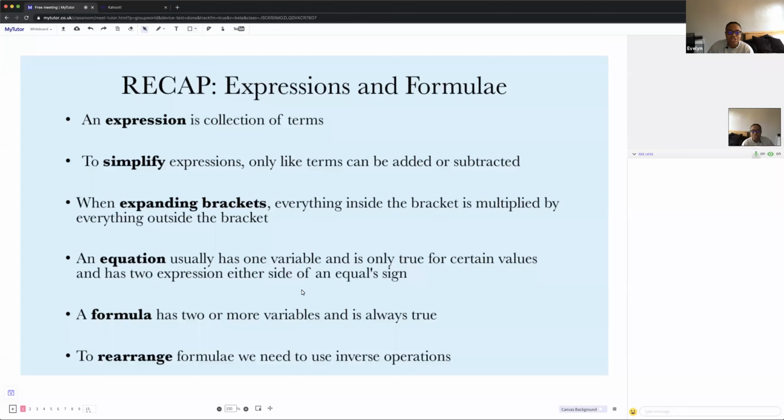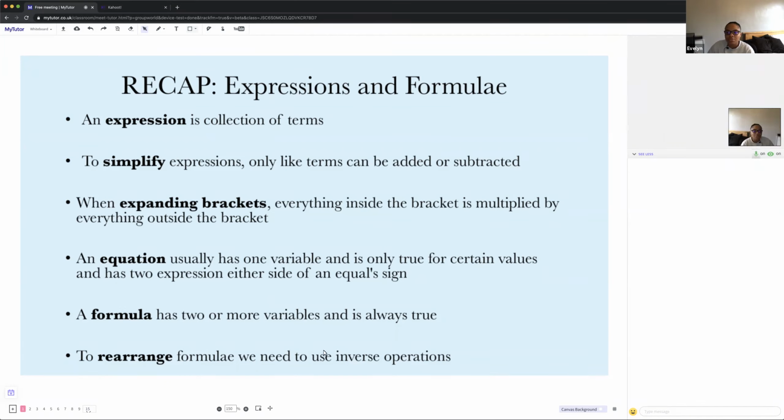An equation usually has one variable and is only true for certain values. A formula usually has two or more variables and it's always true. So an easy way to spot formulae and equations is that a formula usually has loads of letters, whereas equations usually have one. To rearrange formulae, we need to use inverse operations. So if you're adding on one side, to get rid of that letter or number, you should do the opposite, which is subtract.